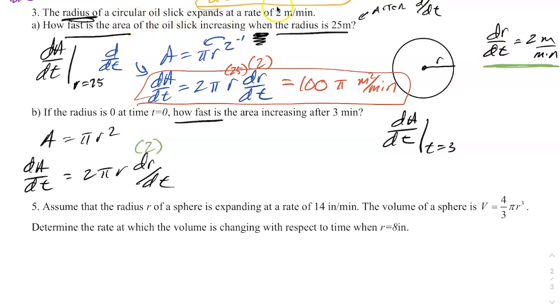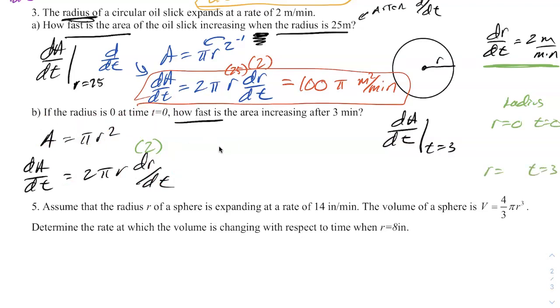The radius of a circle expands, right? My r is different though, because this is B, it's not A. A had a radius of 25. B doesn't have one. B says if the radius is 0 at time 0, how fast is the area increasing after 3 minutes. So my radius r equals 0 at time equals 0. But I need to know what r equals when time equals 3.